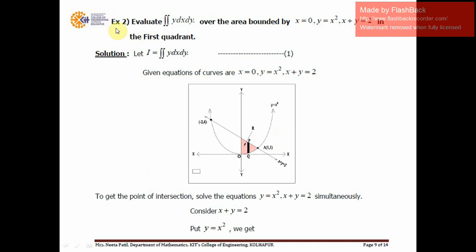Now let us take the second example. Evaluate double integration y dx dy over the area bounded by x is equal to 0, y is equal to x square, x plus y is equal to 2 in the first quadrant. Let us see the solution.